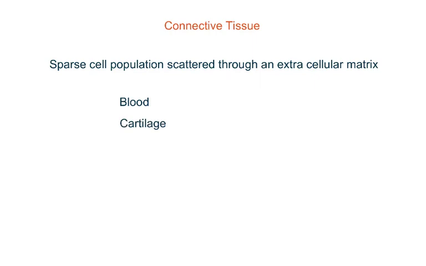Cartilage is another example. So now we're going from something that was liquid like blood to something more of a gel or flexible consistency. Bone is a mineralized connective tissue, right? Definitely different than blood and cartilage. It is nevertheless a type of connective tissue.